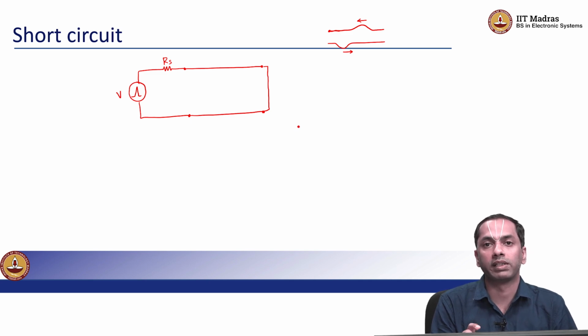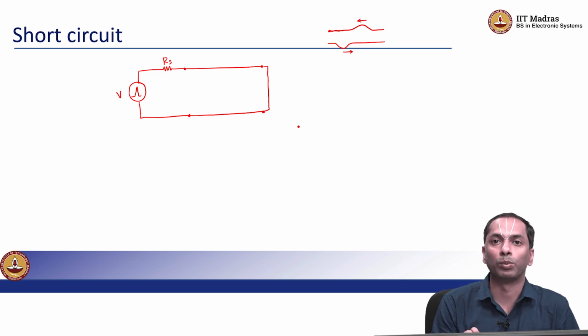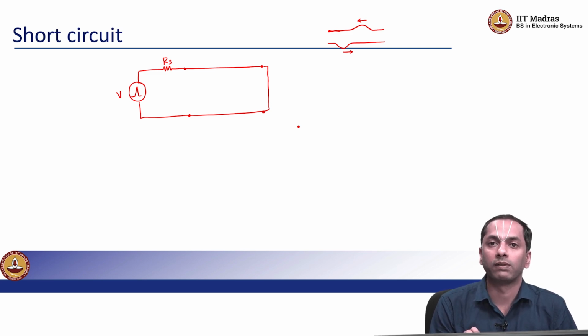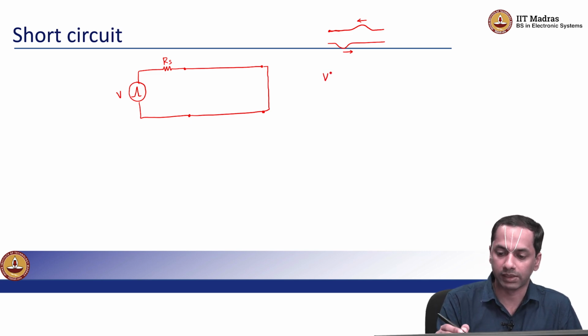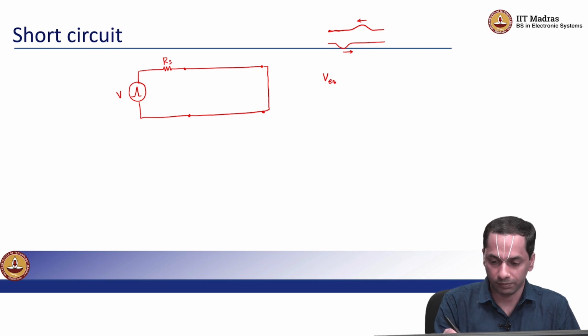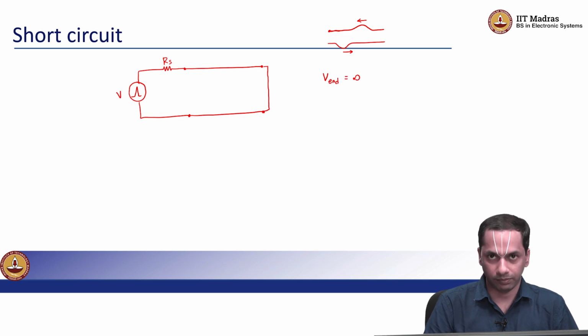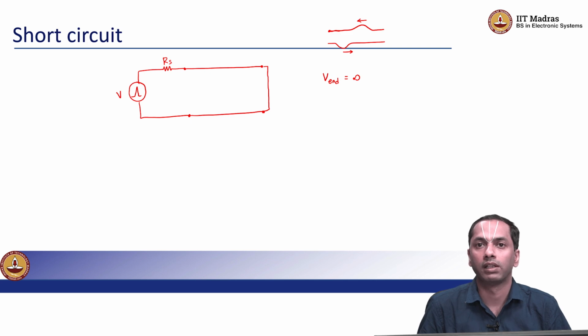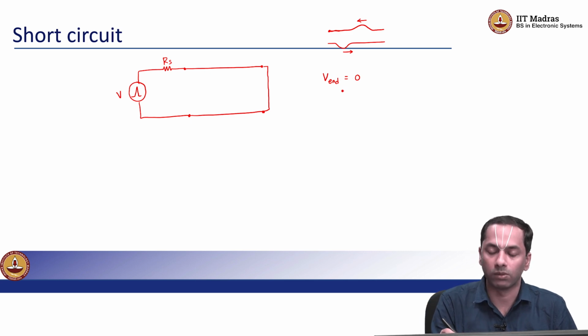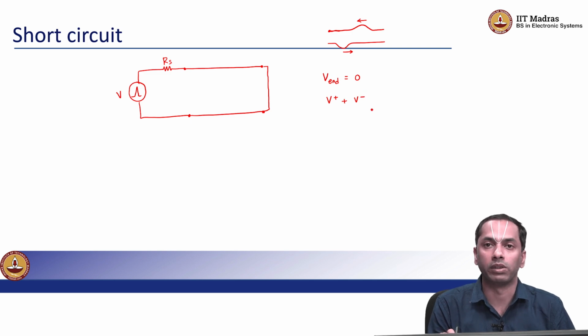Can we say something, just like in the open circuit, we said that the current is 0 in an open circuit. What can we say for a short circuit? This time it is with the voltage, right. So, we can say that the voltage at the end of the line is 0, right. If I have a short circuit, the voltage is 0 between the two endpoints. Okay. So, this is similar to saying that V plus V minus, which is the net voltage at any point along the transmission line.